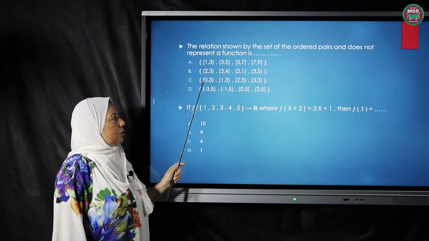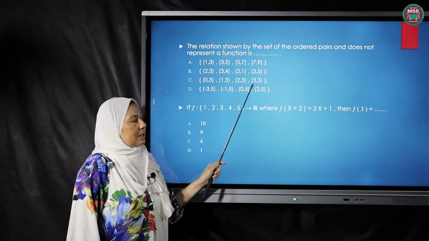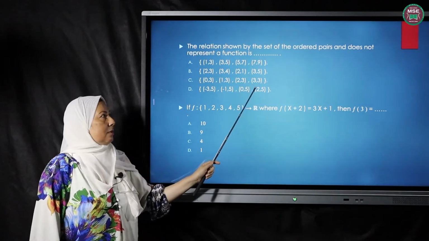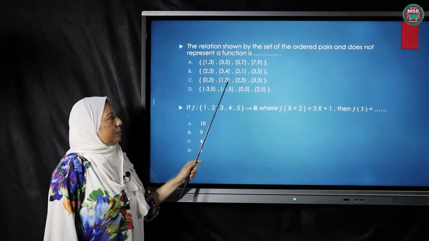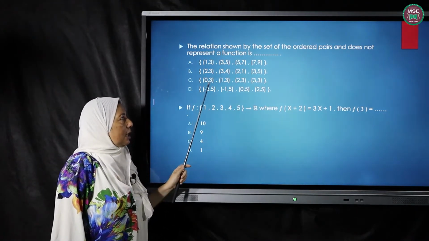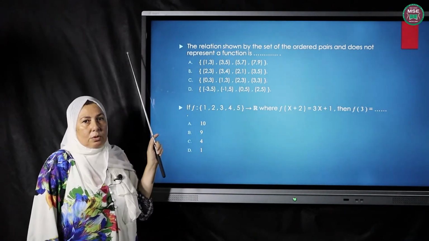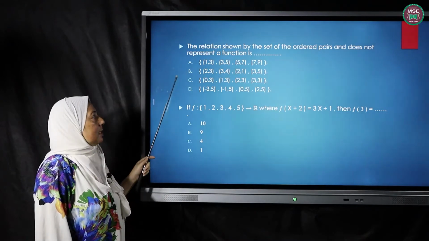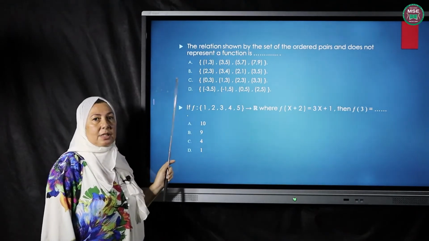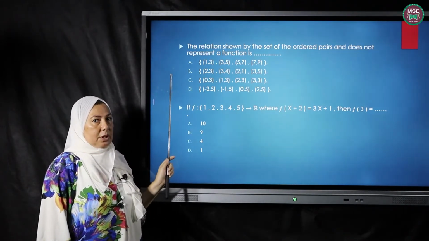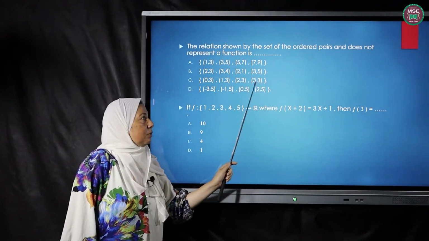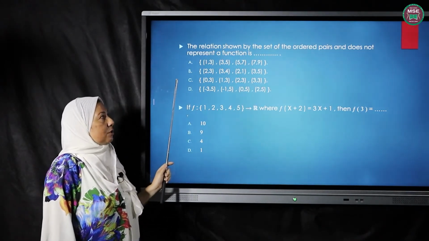Relation C: 0, 1, 2, 3. Set x has four elements. Each element belonging to x has only one image in y. The same image is okay, not wrong. Therefore, the relation between x and y in C is a function.